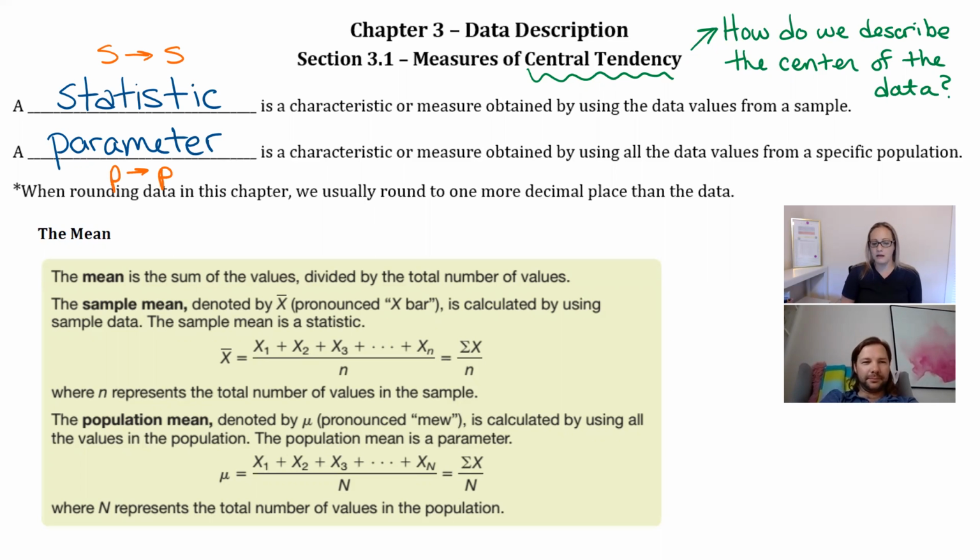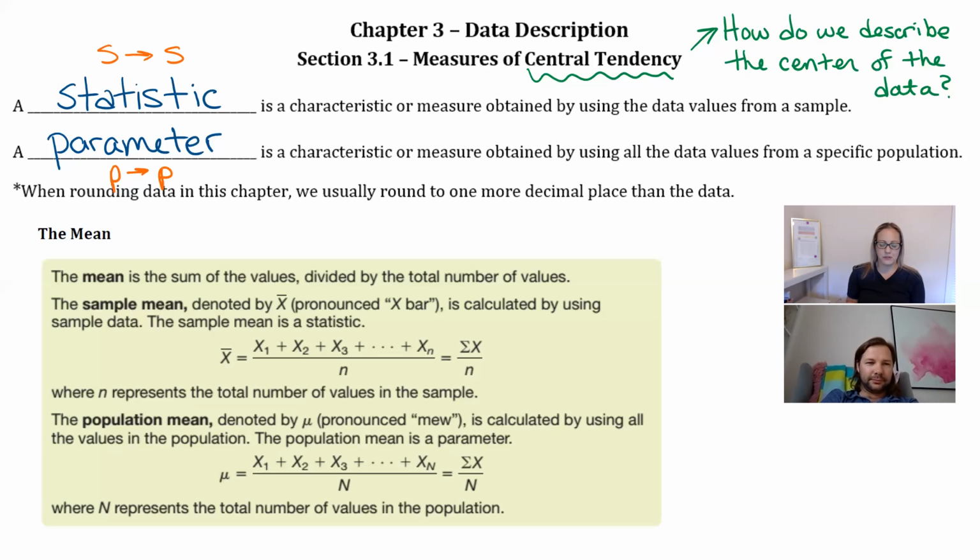As far as rounding throughout this entire semester, it is going to change. Like the rule for rounding will change throughout pretty much every section and chapter. For this chapter, though, when we round, we're going to typically round to one more decimal place than the data.